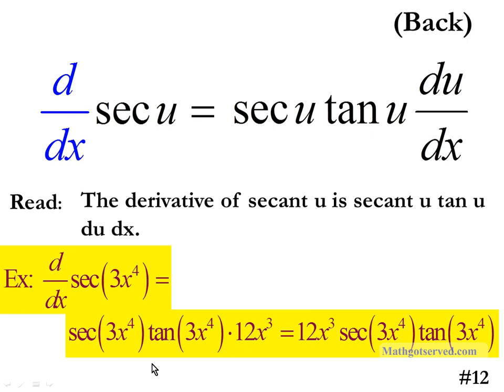So du/dx is the derivative of u. If we apply the power rule to differentiating 3x to the fourth, we're going to have 4 times 3, which is 12x to the third power. And if we rewrite it, our answer will be 12x to the third, secant of 3x to the fourth, tan of 3x to the fourth. So that's an example illustrating the use of the secant differentiation rule.